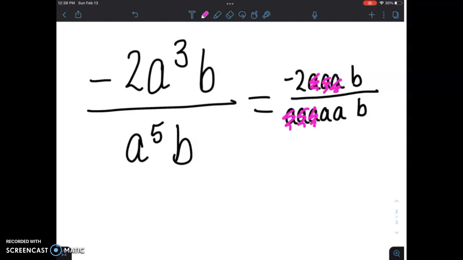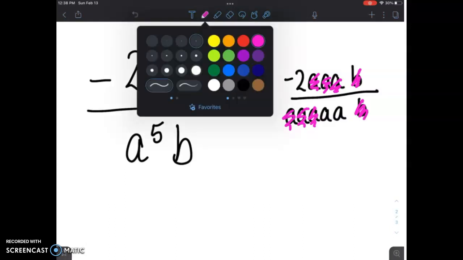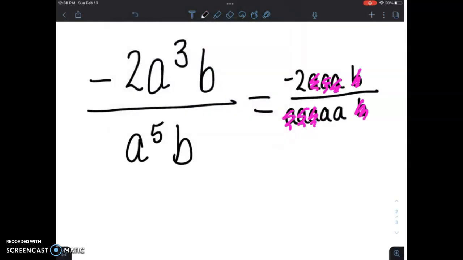And now I've run out of a's in the numerator. So I no longer have any more a over a's. And so then I just have b over b, which can simplify as well. And now I'm just going to go ahead and write what I have left. So I have -2 in the numerator. And then the only thing left in the denominator I have is a squared.